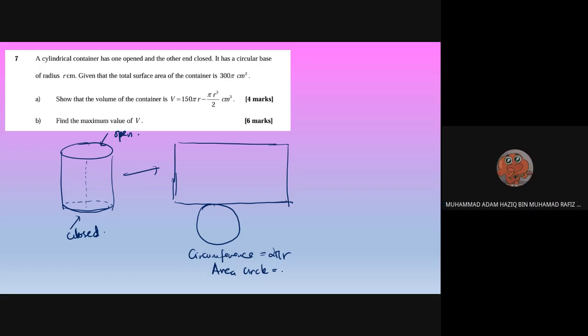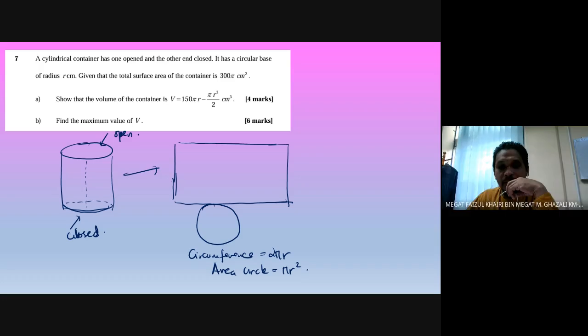Pi r square. As Pi r square. Good. Okay. Circumference is 2 pi r and the area of a circle is pi r square.